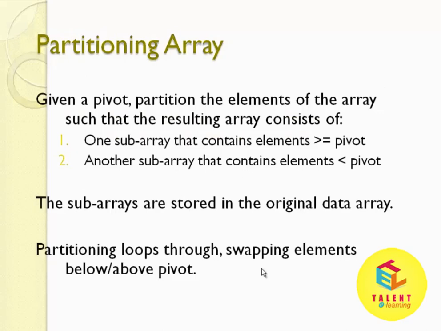Given a pivot, partition the elements of the array such that the resulting array consists of one sub-array that contains elements greater or equal to the pivot, and another sub-array that contains elements less than the pivot. The sub-arrays are stored in the original data array. Partitioning loops through, swapping elements below or above the pivot.